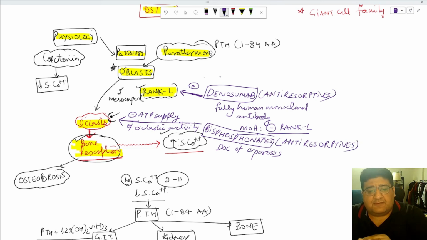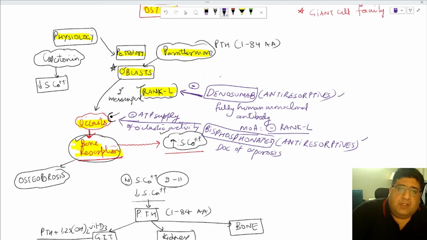Now, in life, if you have to succeed, there are two options. A, you work hard. B, you don't let others work hard. So, when you don't let others work hard, that includes denosumab and bisphosphonate. What is osteoporosis? Excess resorption, less formation. So you have prevented resorption by denosumab and bisphosphonate. The second thing that you can do is you can promote formation.